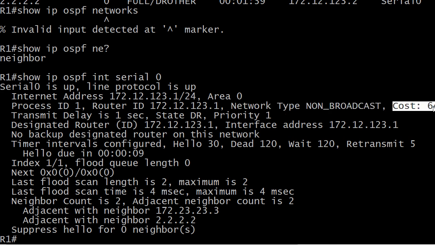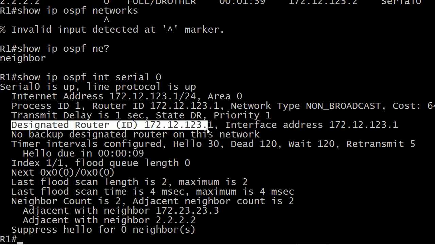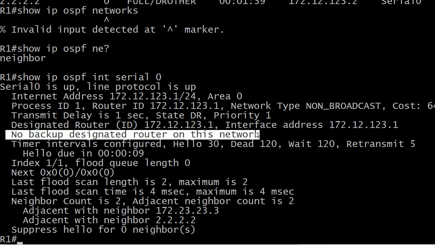It shows you the cost of that interface. It shows you if it's the DR, BDR, or a DR other for that segment. Shows you the interface priority. Shows you where the DR is, and it's telling us 123.1. It's also telling us there's no backup designated router on this network. And since this is an NBMA network, I built a hub and spoke for us to work with today, we're not going to have a BDR for that particular network type.